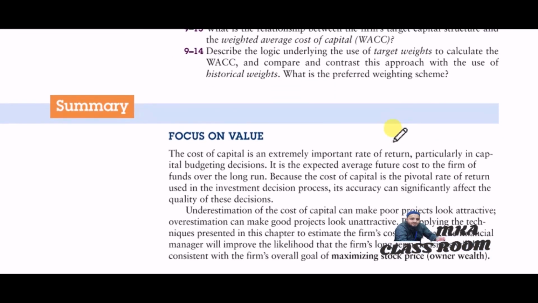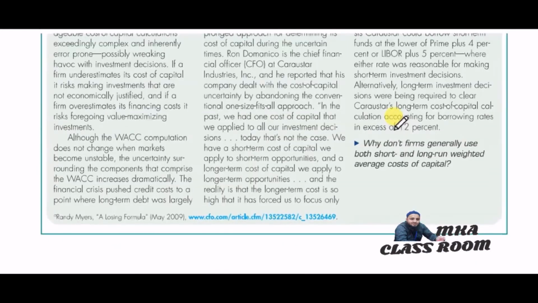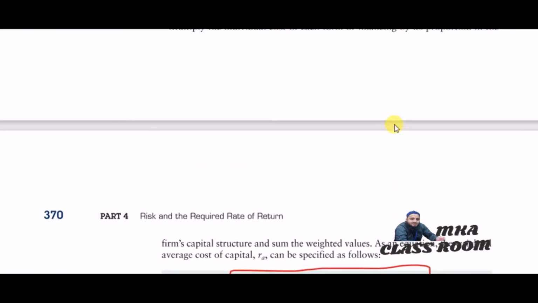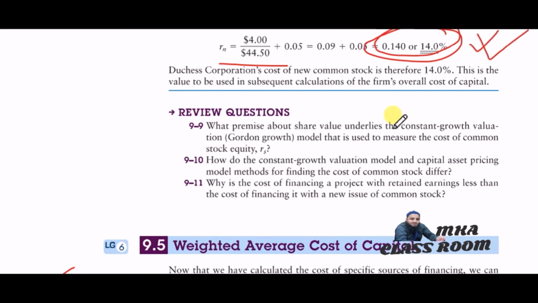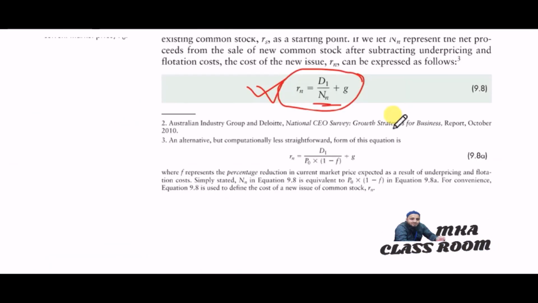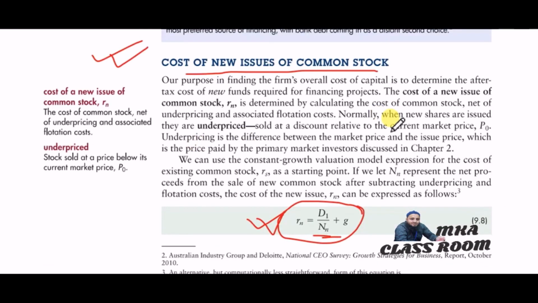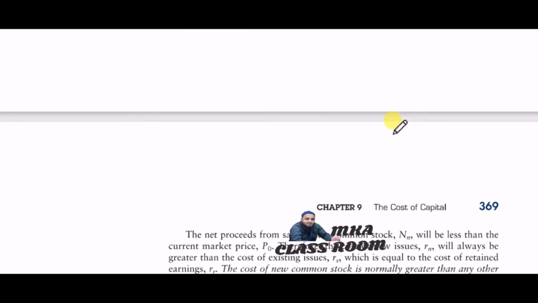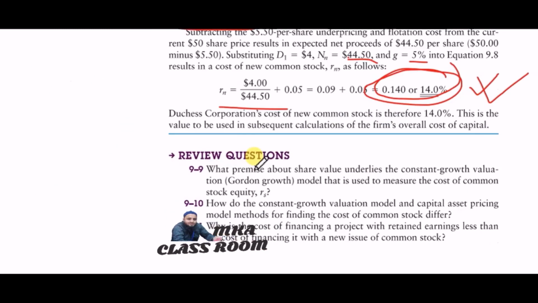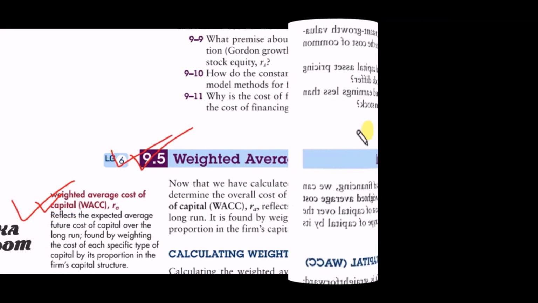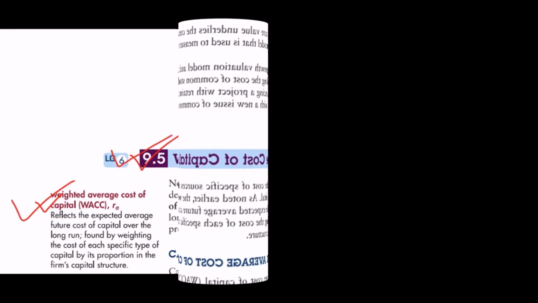We have almost covered this chapter. In this chapter we have learned cost of debt, cost of preferred stock, cost of equity or cost of retained earnings, and cost of new issue stock. After that, combining these costs, we have learned the weighted average cost of capital. So these are all the things about this chapter.